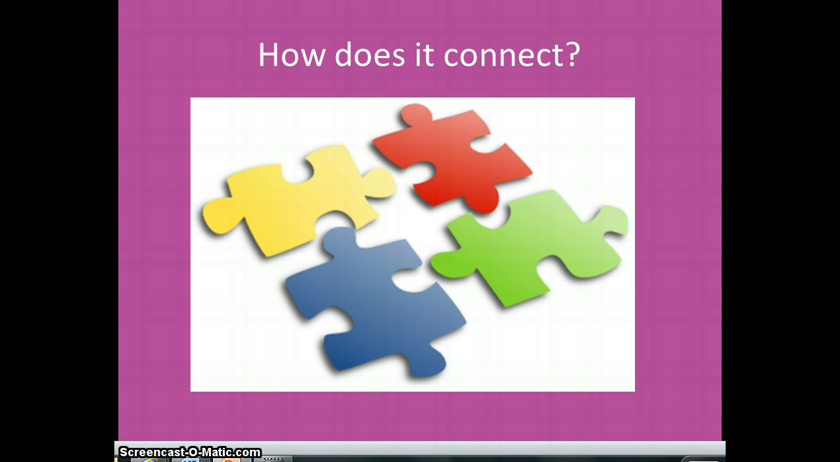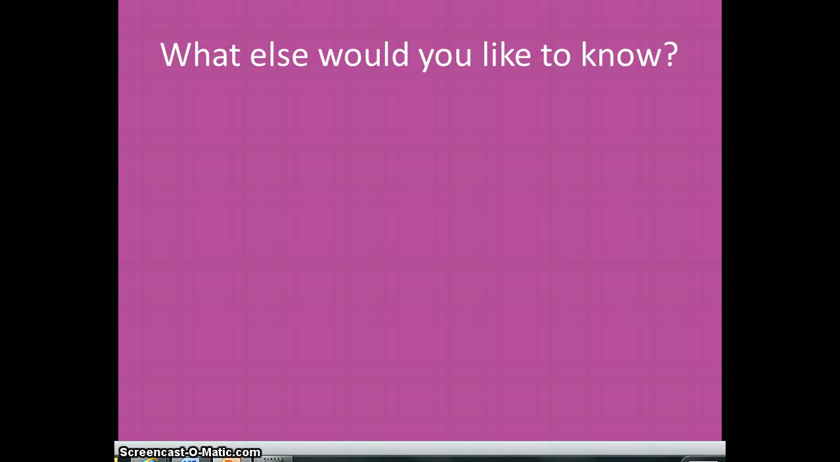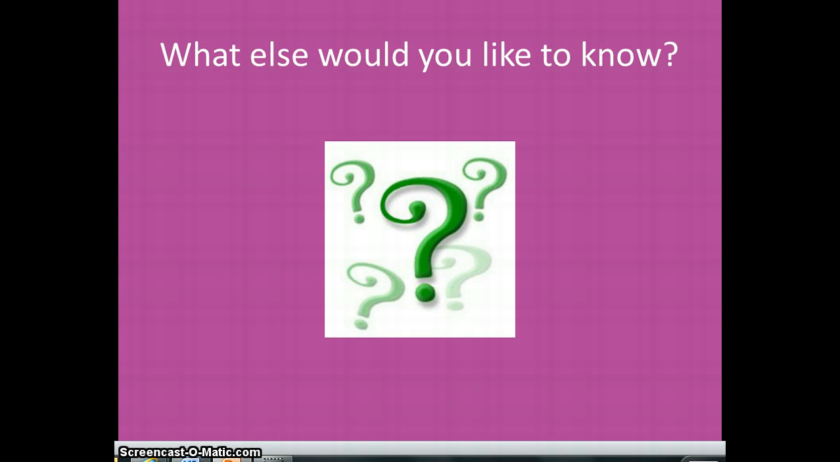And the final task before you as you make sense of this document, what else would you like to know? If you could ask the author a question, what would you ask him or her? What else do you need to know to really get a sense of what was going on in the time period? So that's how you do it, historians.